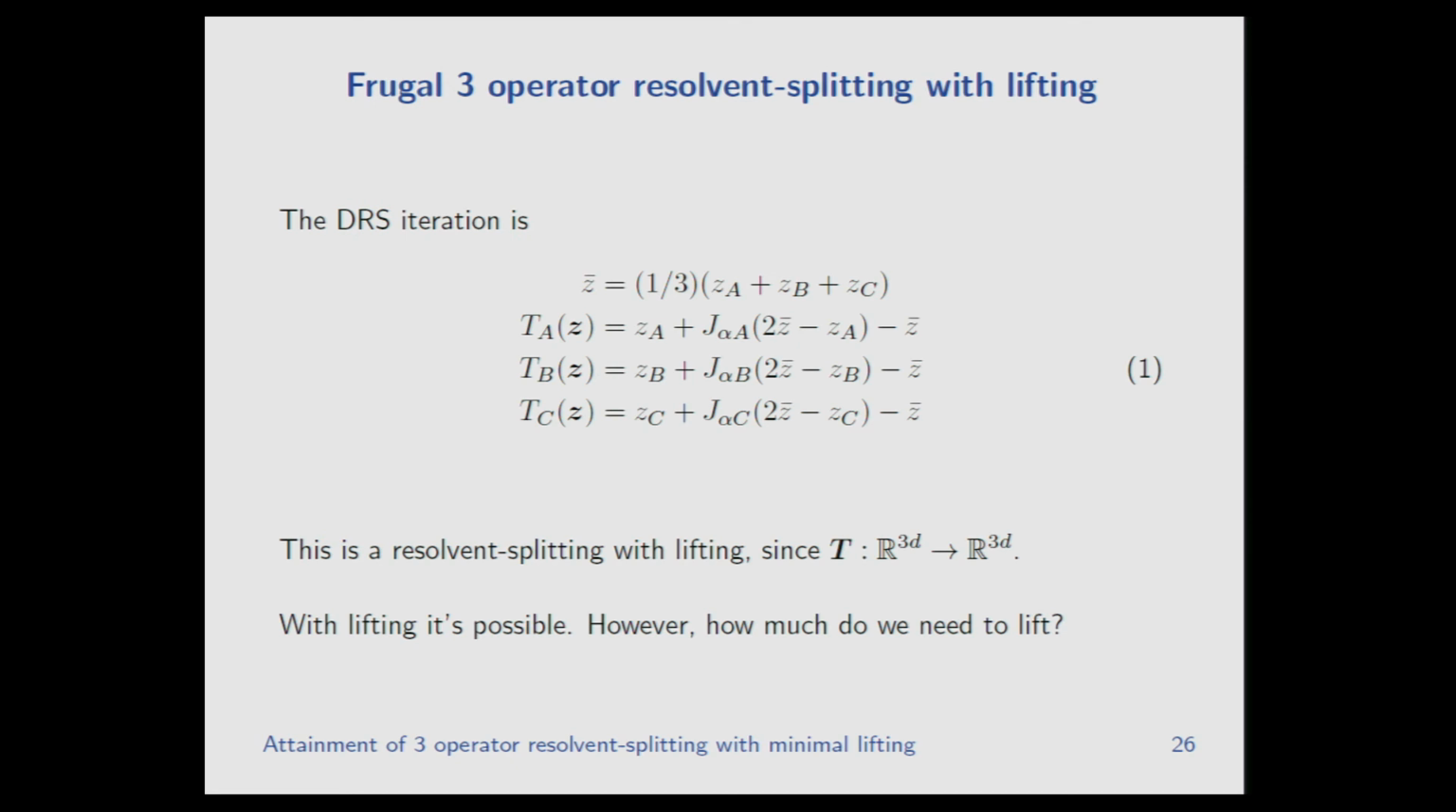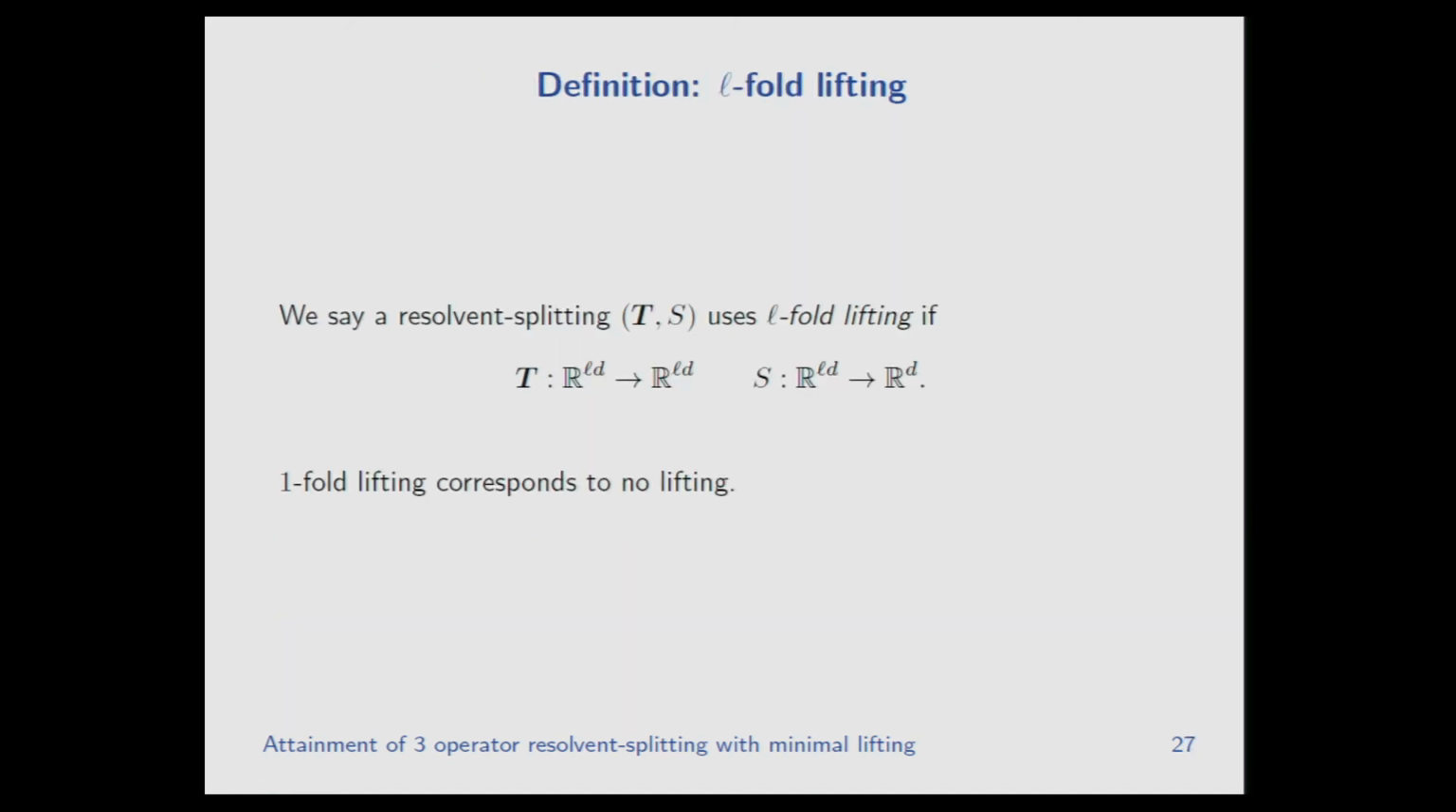So this mapping T is a resolvent splitting, because we only use resolvents. It's frugal. We only use JA, JB, JC once. And it's unconditionally convergent. But it uses lifting, because the mapping is from R3D to R3D. So we can solve this problem. And to solve this problem, we need to use lifting. I demonstrated that without lifting, we can't construct a fixed point encoding. But with lifting, we can do it. So then, how much lifting do we need?